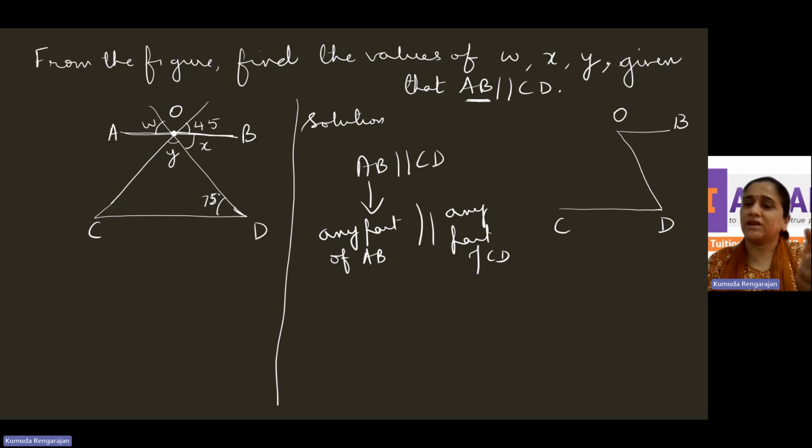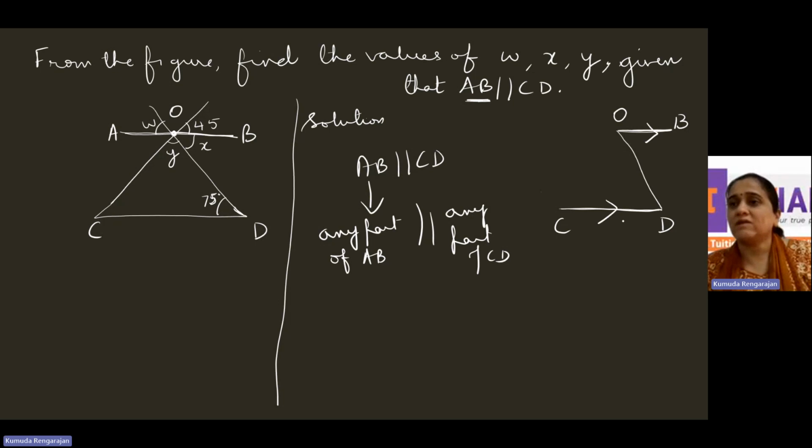So now AB or any part of AB is parallel to CD or any part of CD. That's the meaning. Repeat. When it's given that AB is parallel to CD, any part of AB will be parallel to any part of CD. All right. Now what is OB? It's a part of AB. So that's what I've taken here, OB. And this is CD itself. Now it's given that these two are parallel.